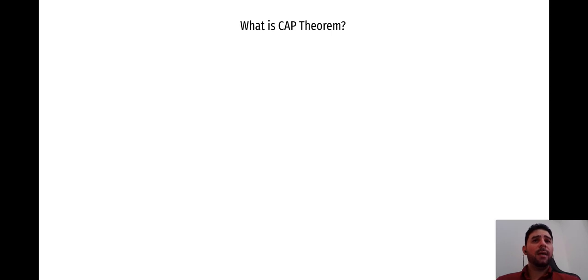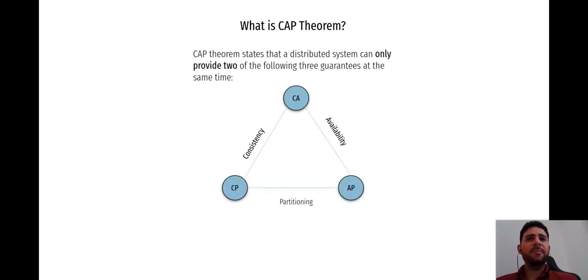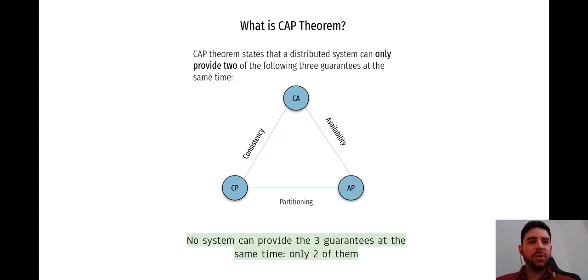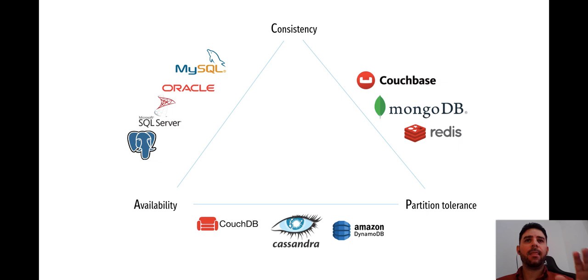Now about the CAP theorem itself. What is the CAP theorem? The CAP theorem states that a distributed system can only provide two of the three properties at the same time. No system can provide the three guarantees at the same time, only two of them. That is what the CAP theorem states here. And that really generates the kinds of systems that you're going to see here.